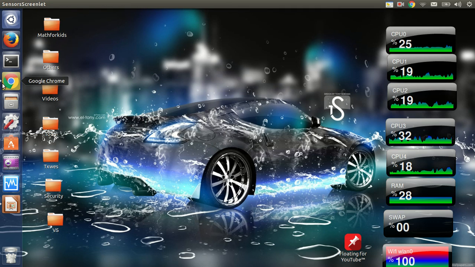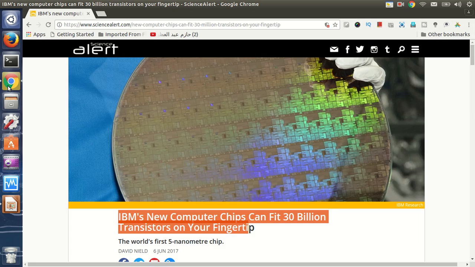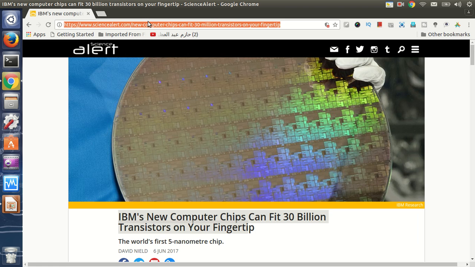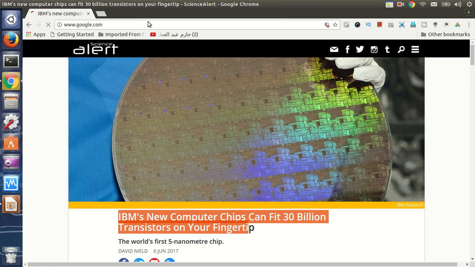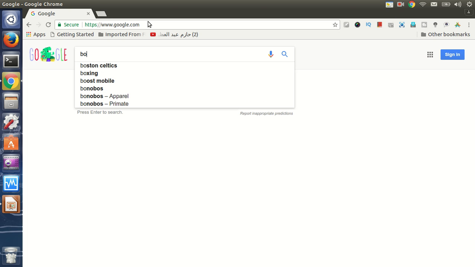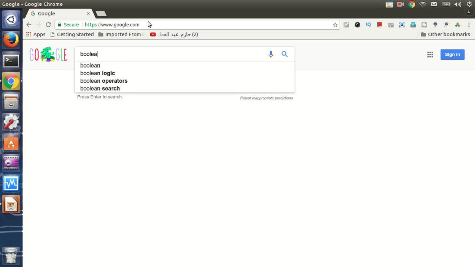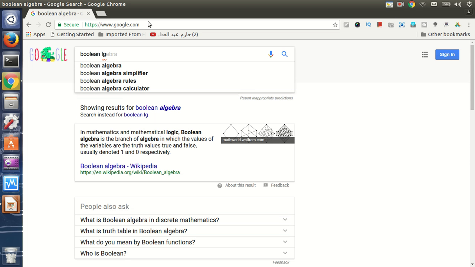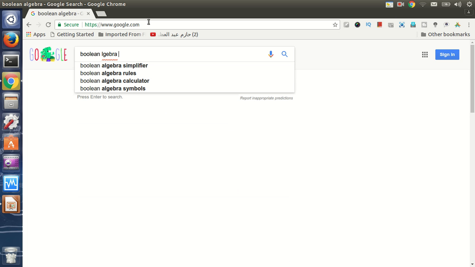Okay, what the Boolean algebra, okay, simulator. A, oh, I forgot the A.